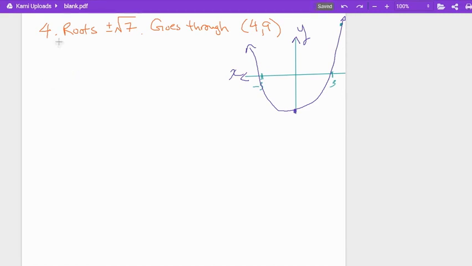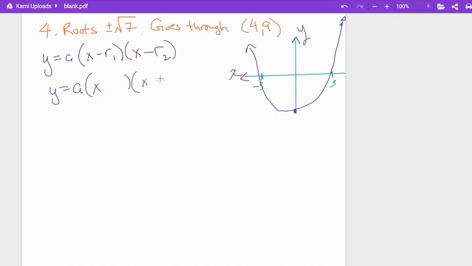All right, so we start off, we're using the factored form equation, where R1 and R2 are the two roots. So the first thing we'll do is we'll substitute in the two roots. Okay, and I know some of you will want to substitute everything in at once. That's fine, but I want to show you.